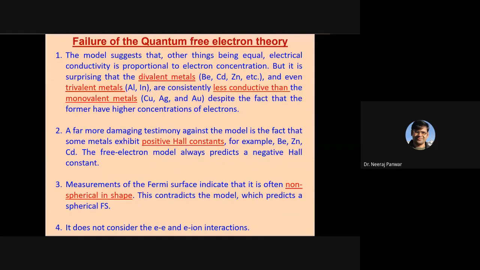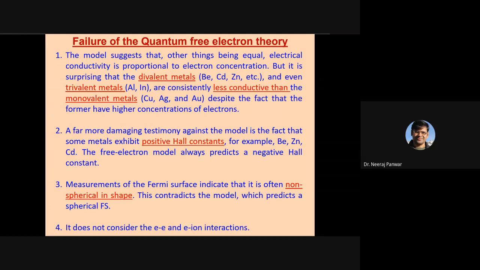And this is a question for you. Why, if aluminum or magnesium is contributing more electrons to the electron gas in comparison to copper, which contributes only 1 electron, is copper more conducting than aluminum and magnesium? That is a question for you to answer in the next class. So that is one problem for this Sommerfeld quantum free electron theory.